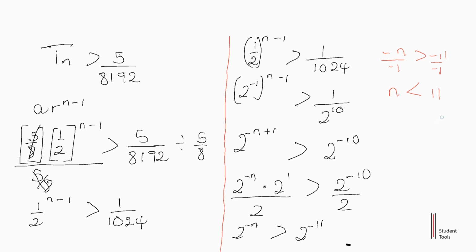And therefore, on the question we were told that we have to determine the largest value of n for which Tn is greater than 5 over 8192. So then that makes n equal to 10, because here n is less than 11. And the only obvious answer is 10. So this is how we tackle this question. Alright, next we have question 3.